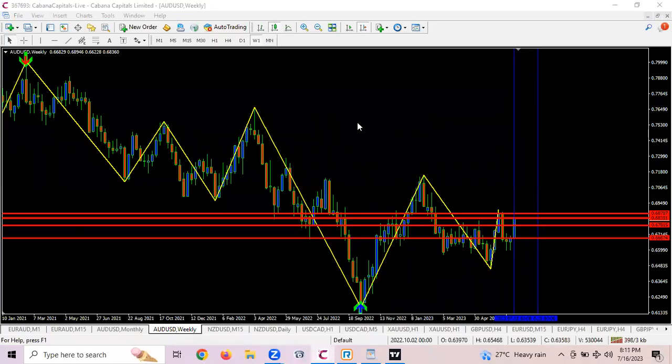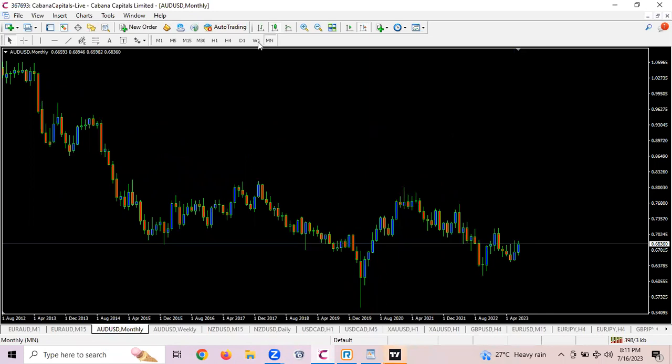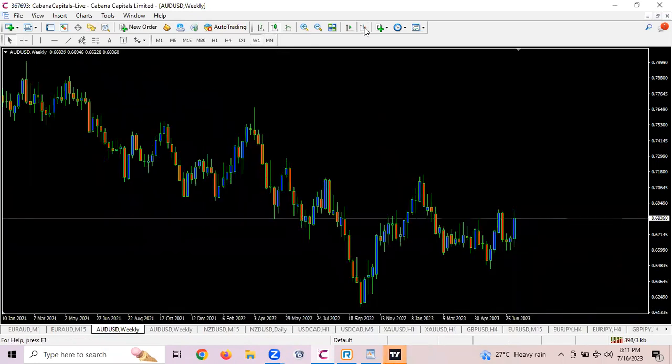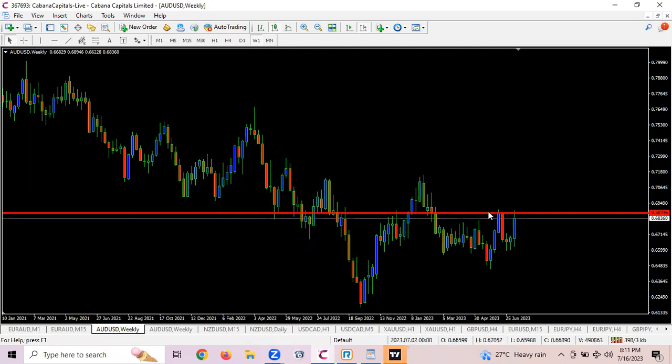So the first pair we'll be looking at is Australian dollar USD. So let's start with the weekly time frame. What do we have on the weekly? You can see last week candle was strongly bullish, and we experienced a rejection from this resistance.